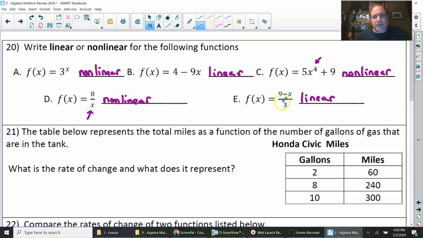And then this is linear. Just remember, we're just taking a look at this. It's a little confusing. There's a 1 that is right here. You see how it's a -1? So the slope would be -1 over 3. The y-intercept would be 9 divided by 3, which is just 3.